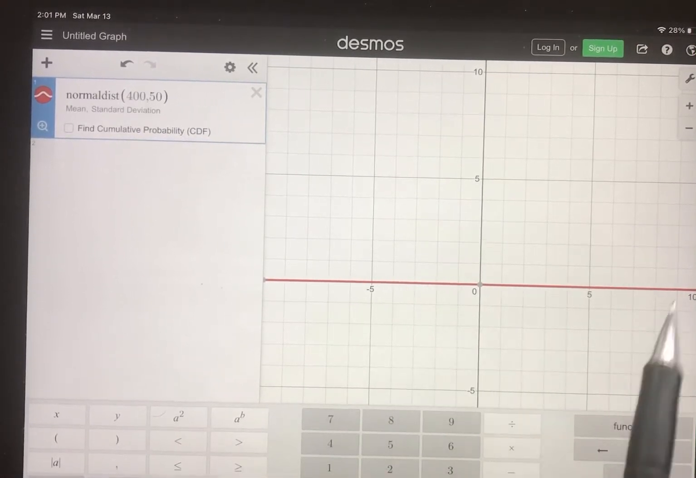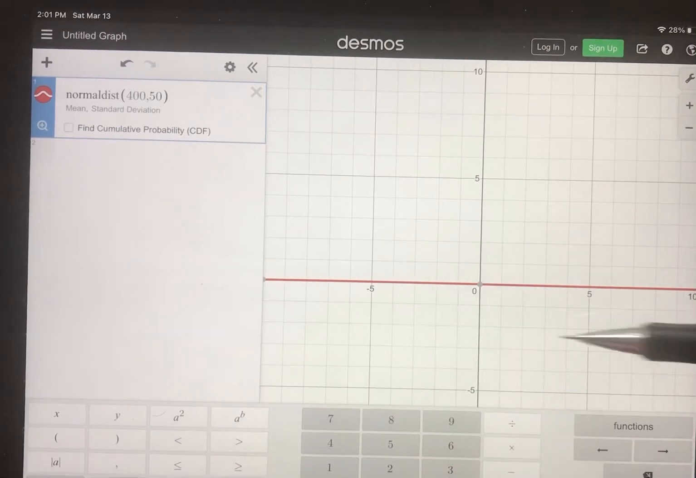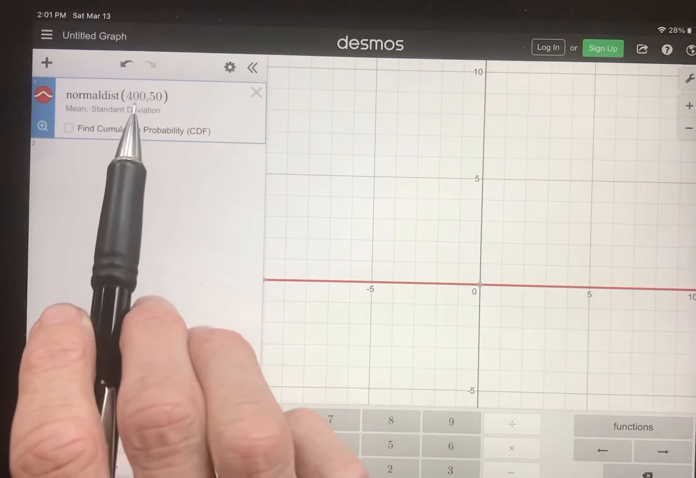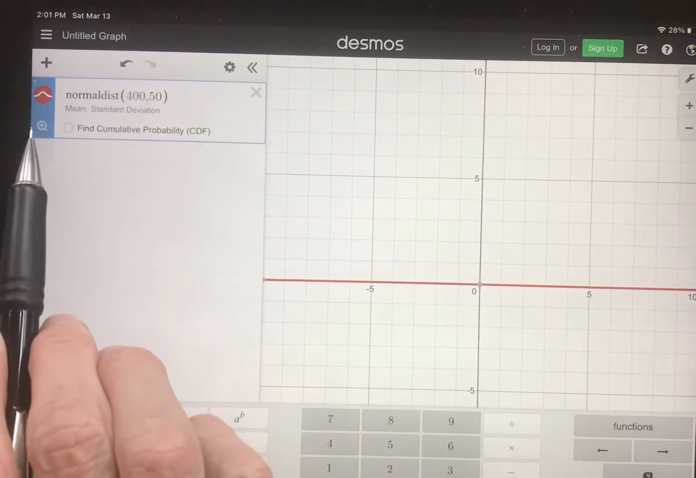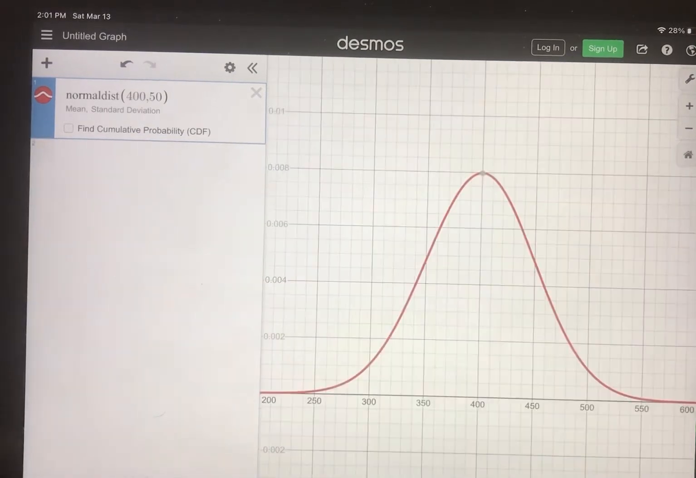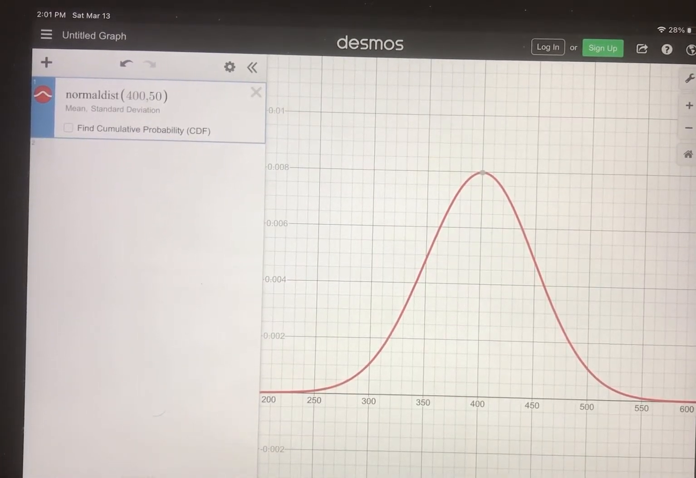And you'll notice that we're not on the graph anymore because this graph goes from -10 to 10 in the two directions, and our mean is 400. So let's press the zoom button here, this magnifying glass with the plus. And there you have it. There is our normal distribution with a mean of 400 and a standard deviation of 50. Now, we can use this to solve problems.